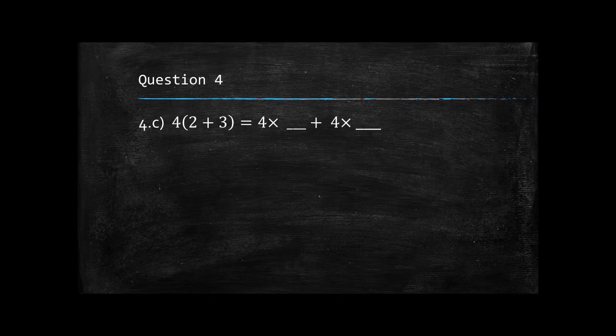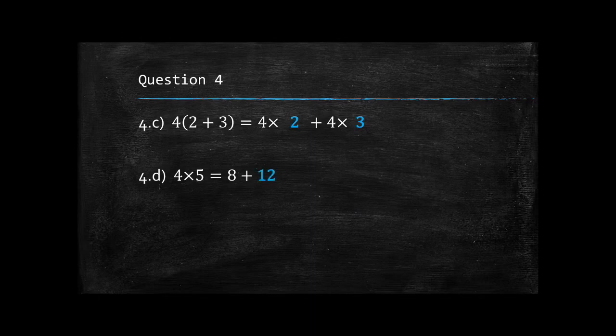4c, 4 times, open brackets, 2 plus 3 is equal to 4 times something plus 4 times something. So we're going to do what we did in question 1 and 2 and 3, and we're going to say, right, this is the same as 4 times 2 plus 4 times 3. 4d, 4 times 5 is equal to 8 plus something. Well, 4 times 5 is equal to 20, so we need to fill in 12.